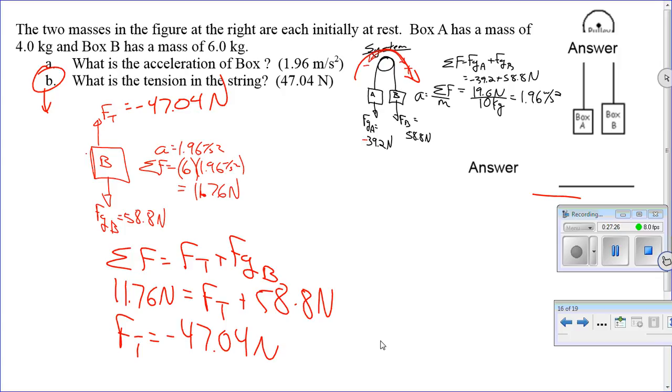Do you see what I'm saying? That there are two possible directions the system can go. It can either go this way, or it can go this way, right? So pick one of those directions to be positive and then stick with it. Good? Everybody good? All right. Do I need to do box B? You guys understand it's the same thing? Everybody good? All right.